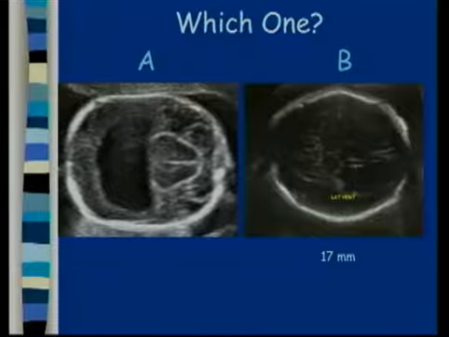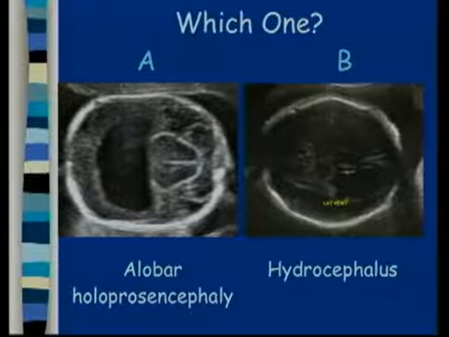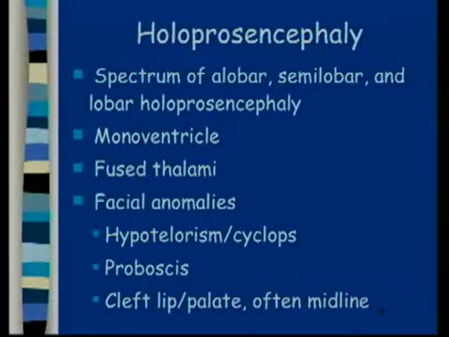Well, we can see that the fetus in A has a monoventricle in the head with fused thalami. And this is very worrisome for alobar holoprosencephaly. The fetus in B has mildly dilated ventricles, so that these look like they're about 12 millimeter ventricles, and this is a case of ventriculomegaly or hydrocephalus. I guess maybe you wouldn't want to be either one, but probably most people would say B.